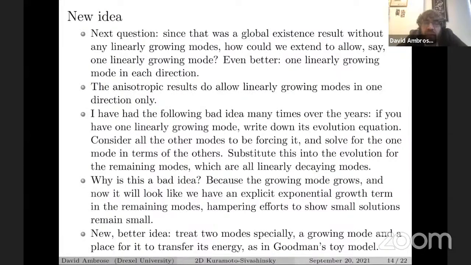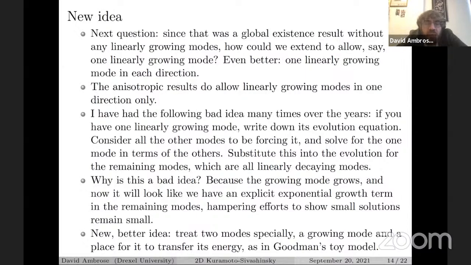Well, that's a bad idea, because if you solve for the linearly growing mode explicitly, then you get explicit exponential growth in the terms. You get an e^t showing up non-autonomously in your evolution equations for the rest of the modes. That's going to make it hard to show that small solutions remain small.